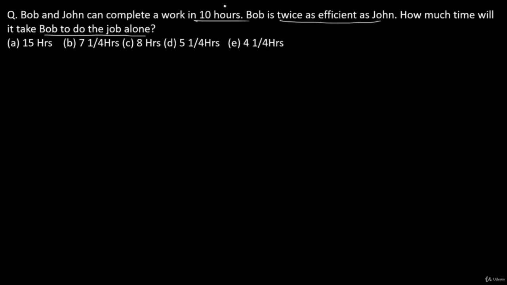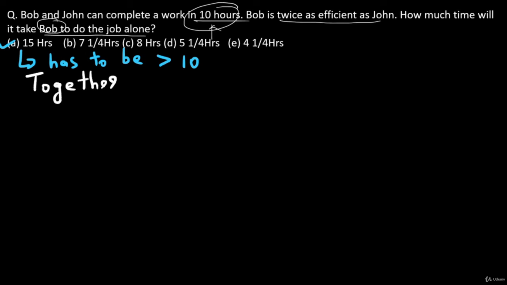Because both of them together, it takes 10 hours. Now, Bob is twice as efficient as John, but still, if Bob is doing the job alone, it would take him more than 10 hours, right? Now, there is only one option which is greater than 10. Therefore, the correct answer is option A, that is 15 hours. Alright, now let's proceed and see how to get this.